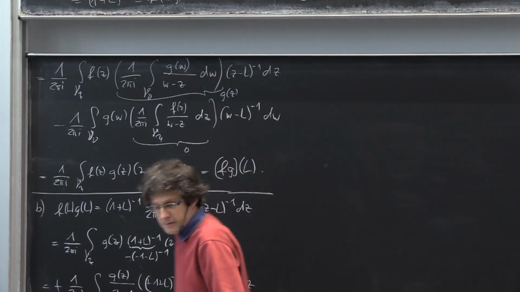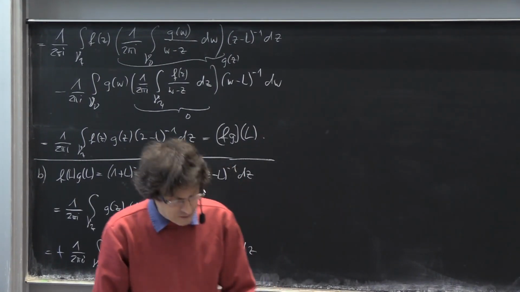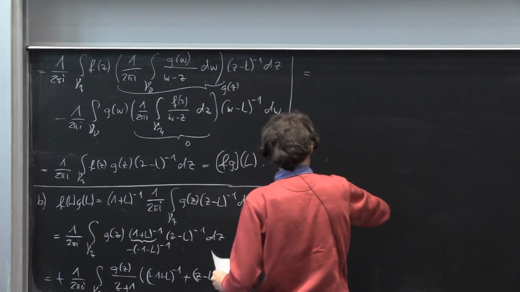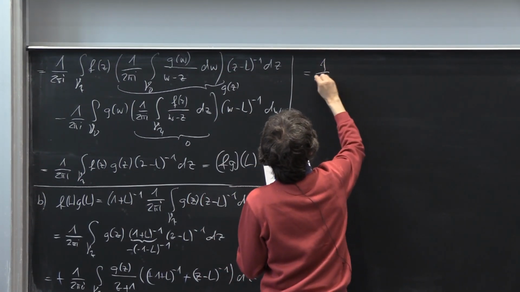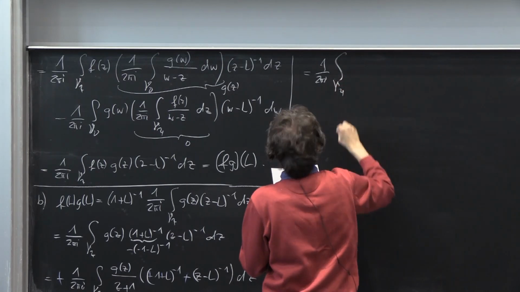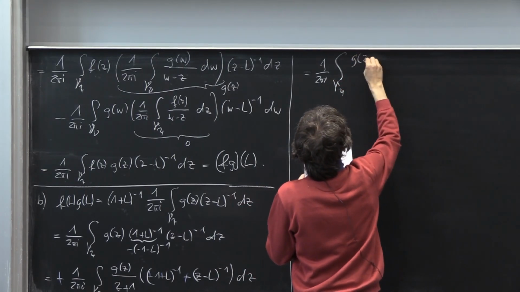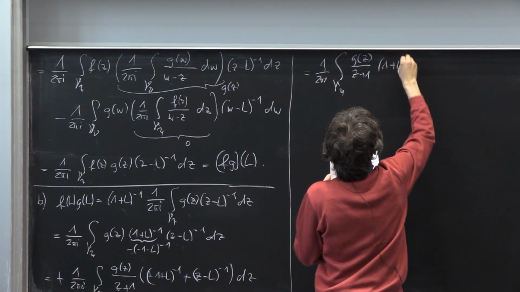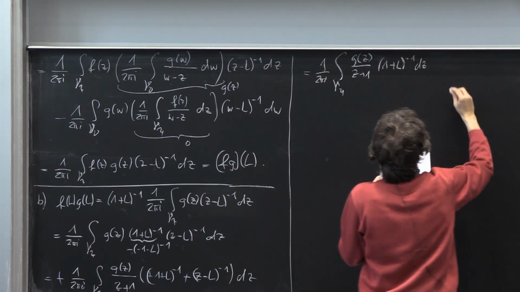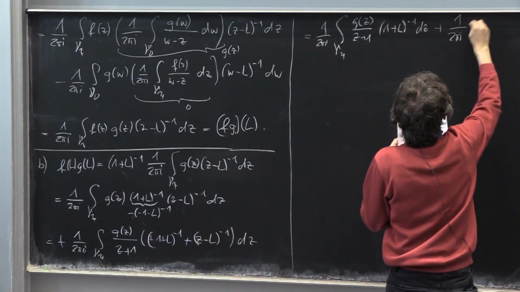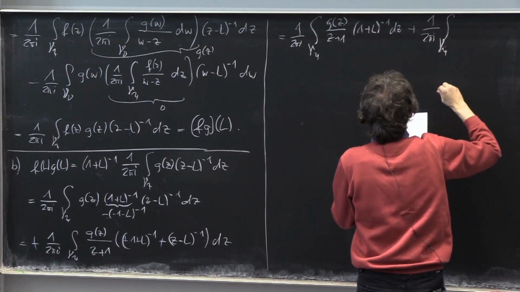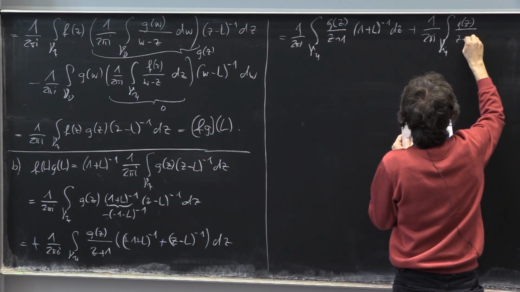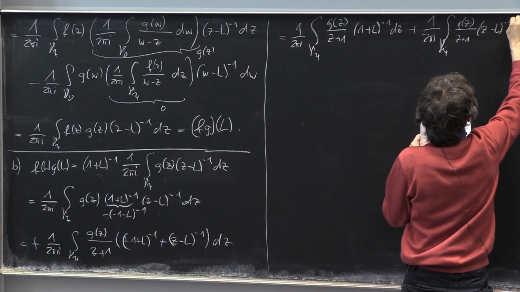And if you look at it now, again, make two integrals out of this. So it's more or less the same idea. You make two integrals out of this. This gives you 1 over 2 pi i integral over gamma psi G of z over z plus 1 of 1 plus L to the minus 1 dz, plus the second, 1 over 2 pi i integral gamma psi G of z divided by z plus 1, and the other one is z minus L to the minus 1 dz.